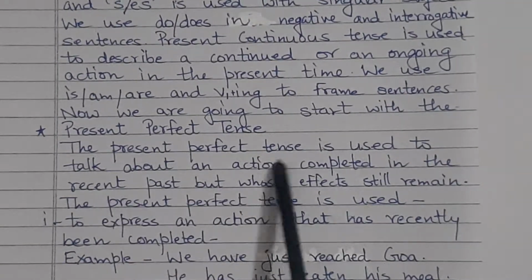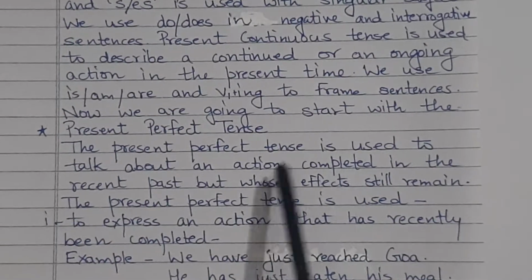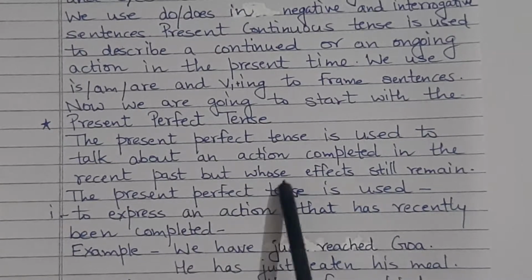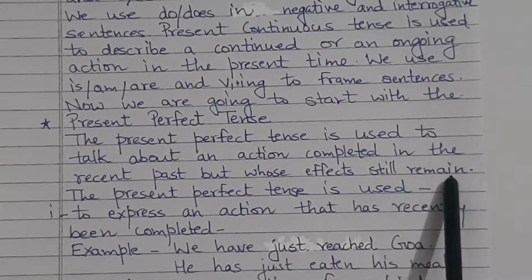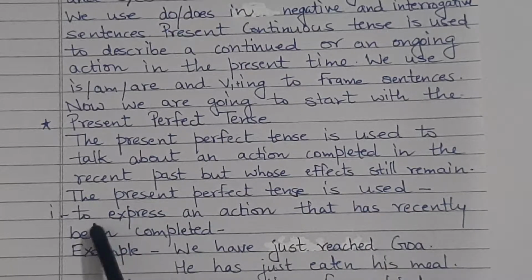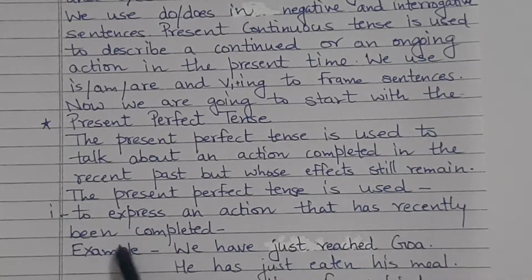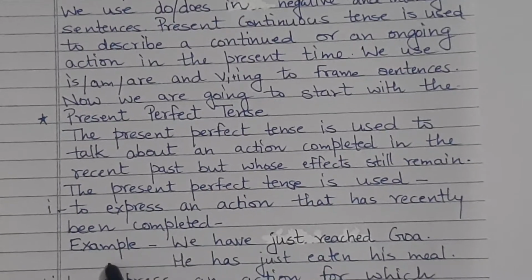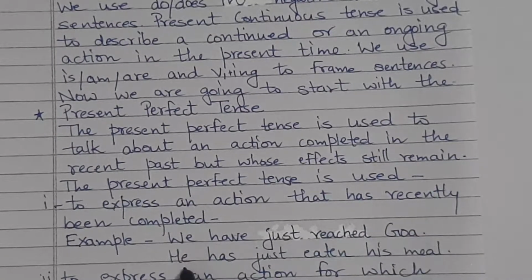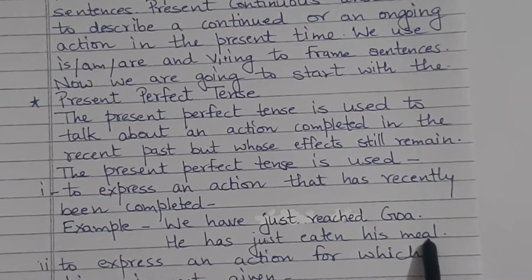Present perfect tense is used to talk about an action completed in the recent past but whose effect still remains. The present perfect tense is used to express an action that has recently been completed. For example, we have just reached Goa. He has just eaten his meal.